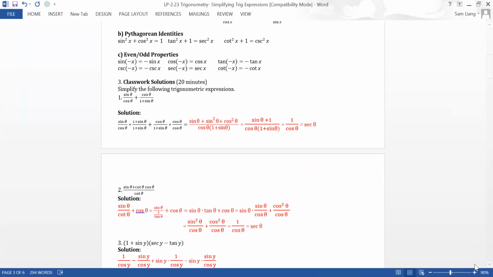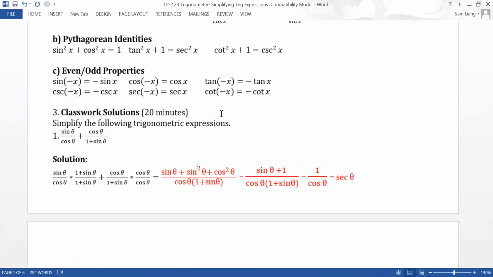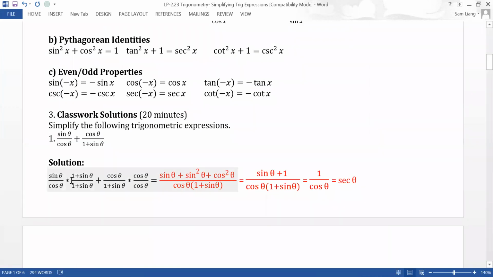So the answer to this was actually secant. The way we're going to do this is to have common denominators. We multiply by 1 plus sine theta over 1 plus sine theta, and then multiply the other fraction by cosine theta over cosine theta, so that we get a common denominator of cosine theta times 1 plus sine theta. From there, you can add the numerators. So you get sine theta times 1 plus sine theta plus cosine squared theta. Now, sine theta times 1 plus sine theta is sine theta plus sine squared theta, which is what you see here. And then cosine theta times cosine theta gives cosine squared theta.